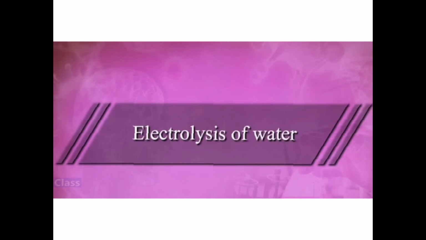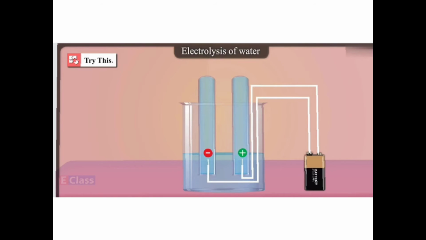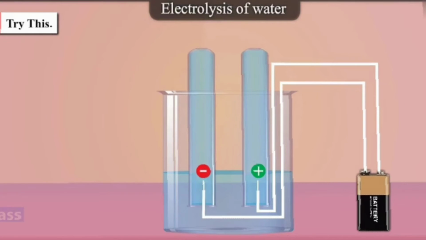So let us understand the electrolysis of water. See the arrangement here. You can see here the cell. One part of the cell is connected, see, this part is connected to the negative terminal and the other is connected to the positive terminal. Right? So you have to write down here plus and minus properly.